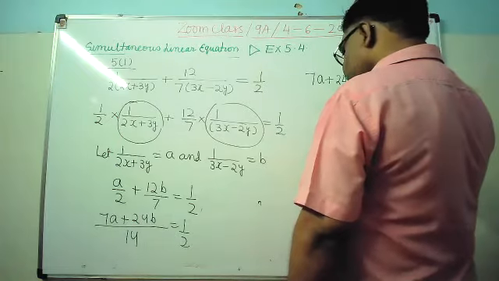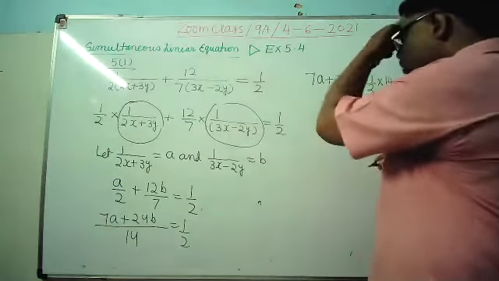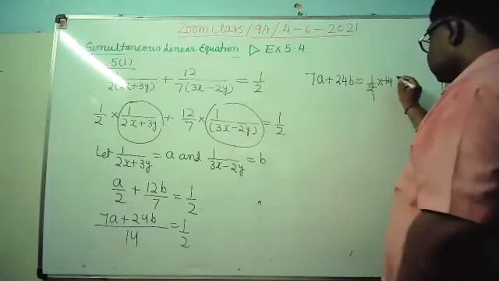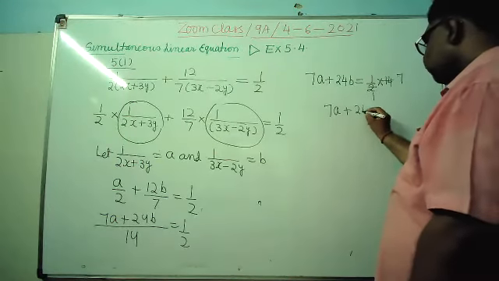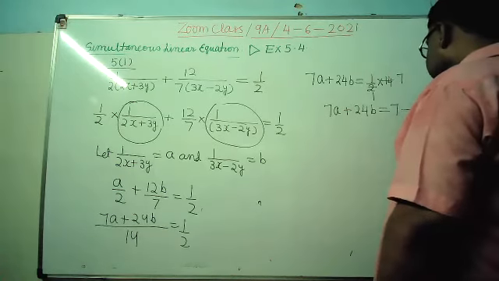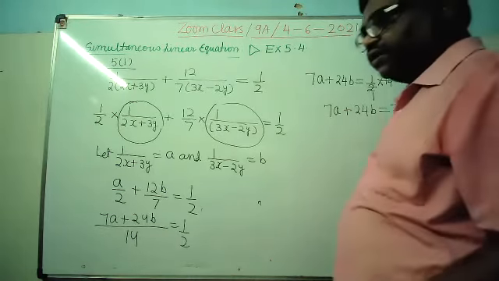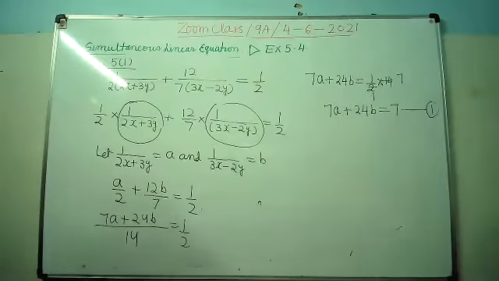So this is equal to 7, 2 sevens are 14. So 7A plus 24B equals to 7. This is equation 1. Did everyone get it? Yes, sir. Now see the second equation.